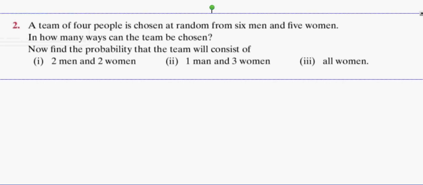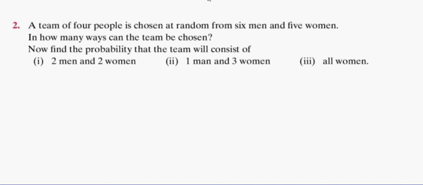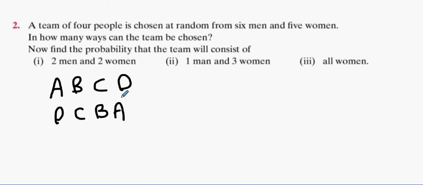So, a team of 4 people is chosen at random from 6 men and 5 women. In how many ways can the team be chosen? Alright. Think about this. We're choosing a team. So, for argument's sake, Anne, Barry, Carl, and Derek. That's the same team as Derek, Carl, Barry, and Anne. The order in which they're picked doesn't matter.